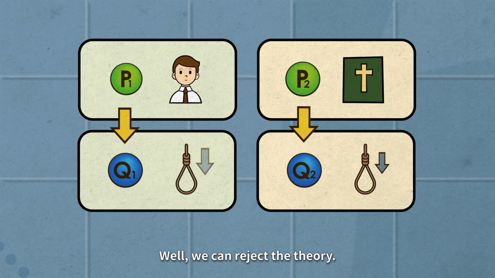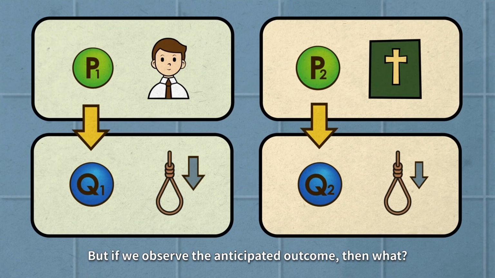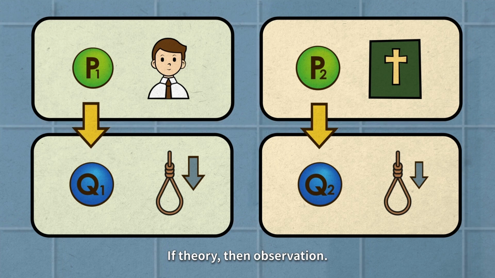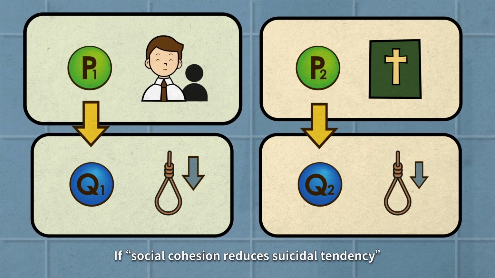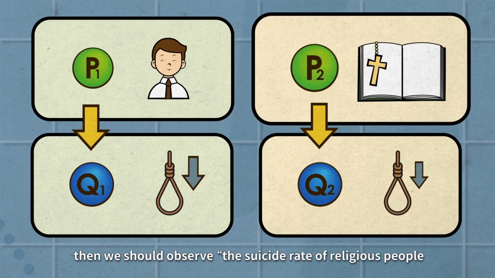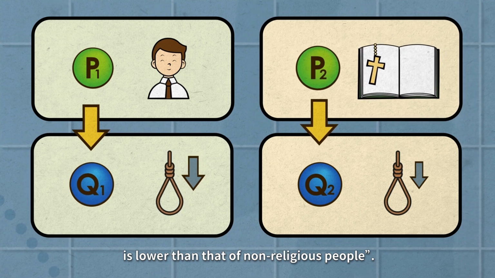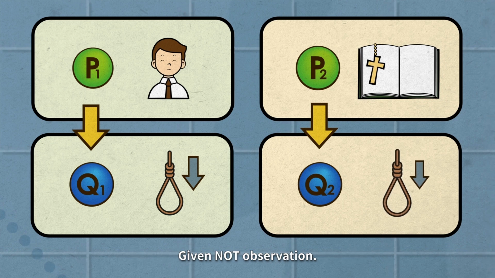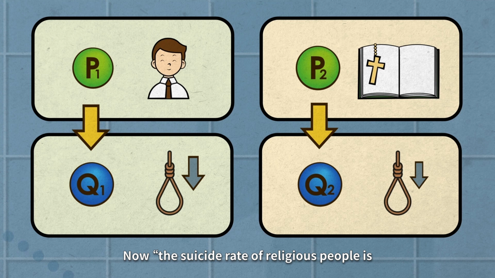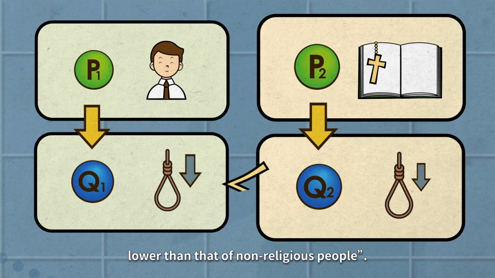Well, we can reject the theory, but if we observe the anticipated outcome, then what? If theory, then observation. If social cohesion reduces suicidal tendency, then we should observe the suicide rate of religious people is lower than that of non-religious people. Given observation, now the suicide rate of religious people is lower than that of non-religious people.